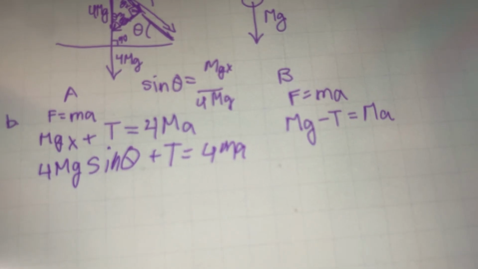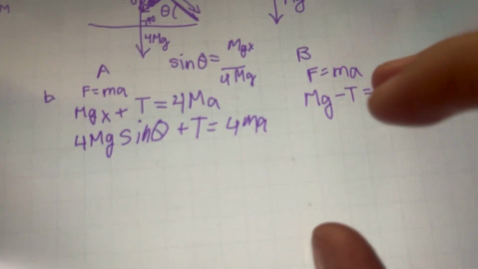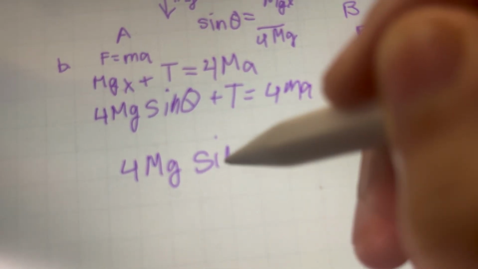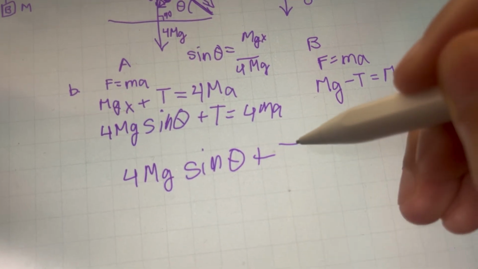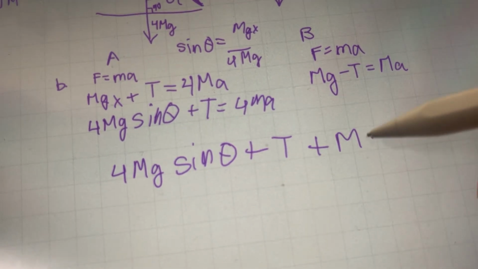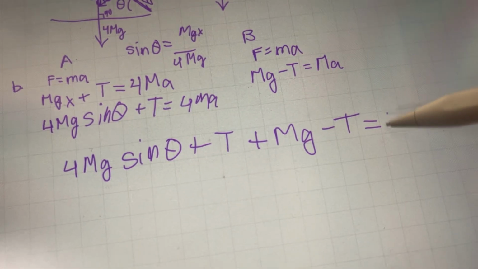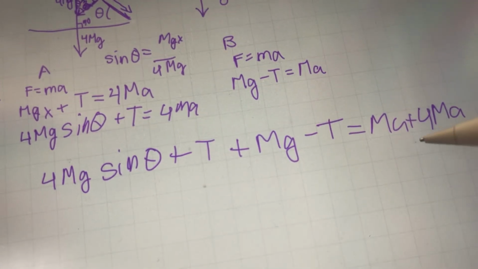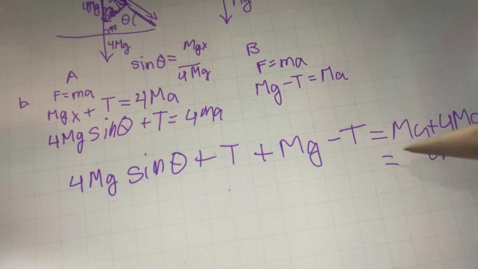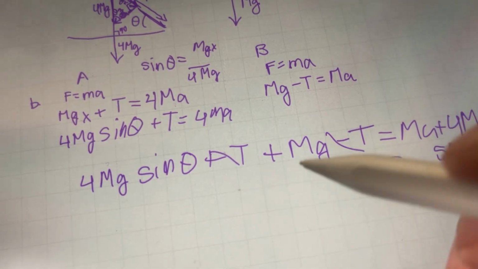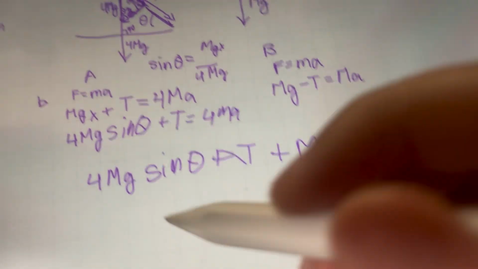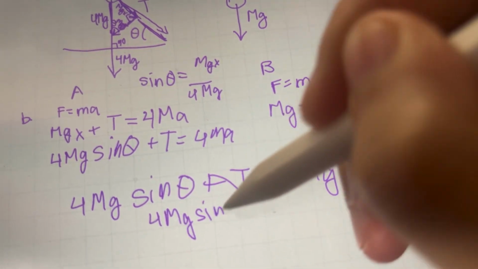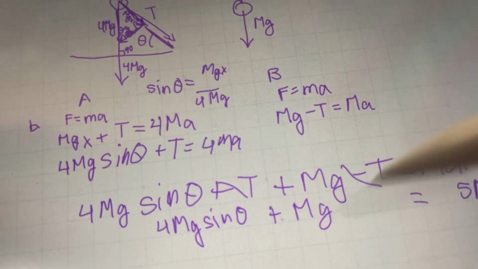And then when you combine these together, you would get something like this: 4mg sin theta plus T plus mg minus T is equal to ma plus 4ma. Combine these two, 5ma is equal to, and there, the tensions cancel each other out, and we'd be left with 4mg sin theta plus mg.